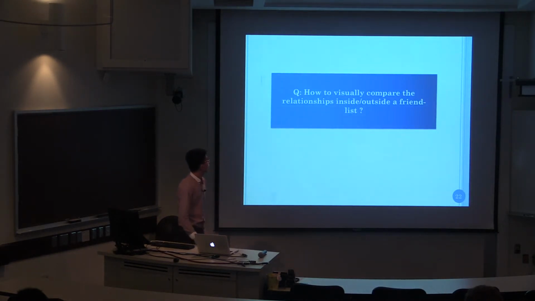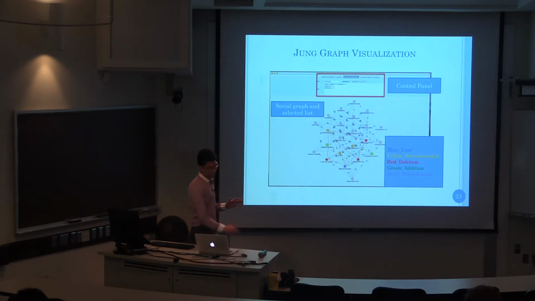So how do we visually compare the relationships inside and outside the friend list? Naturally, it's a network, so it's natural to come up with the idea of using a graph to represent users' friends. In this application, I use the JUNG graph framework, which is a Java library, to develop it. You can see the blue node is the user, and the yellow nodes are the original members in the recommended list.